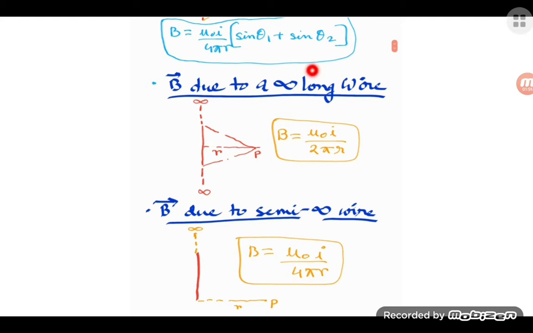And by taking theta 1 and theta 2, I have written the formula as mu naught I upon 4 pi r, sin theta 1 plus sin theta 2.